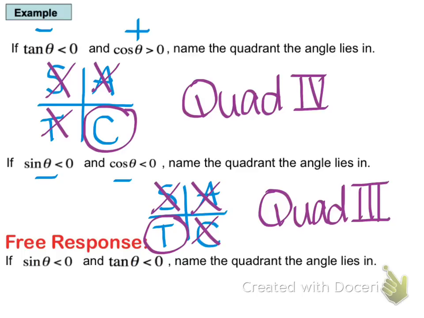I want you to go ahead and do the same thing for your free response question. I want to know the quadrant theta is in if sine is less than 0 and tangent is less than 0. Once you're done with that question, you can go on to the next slide.